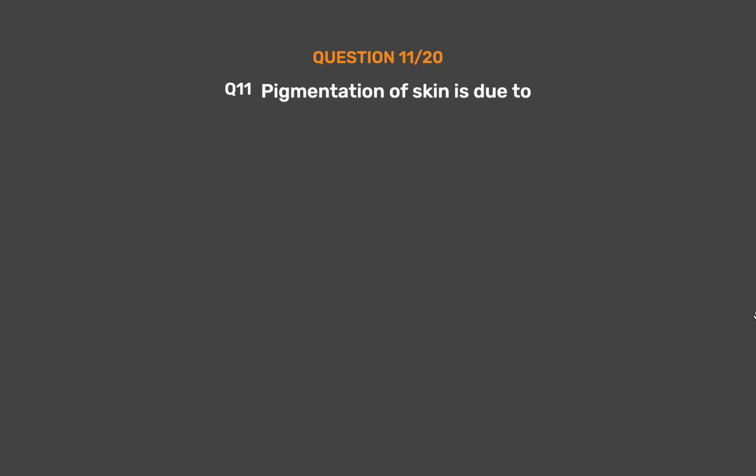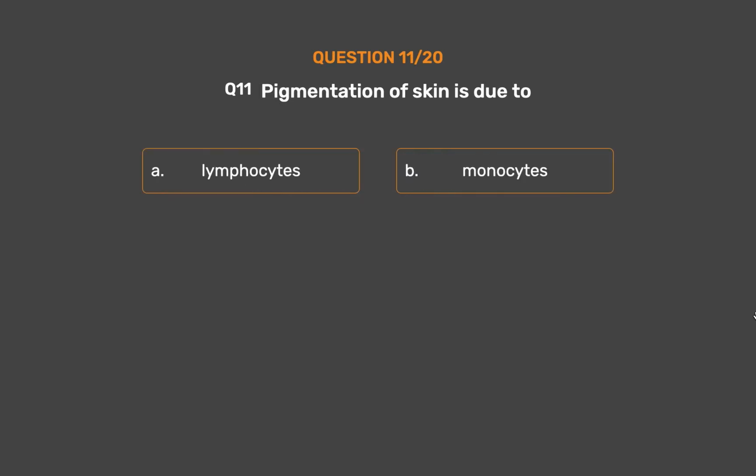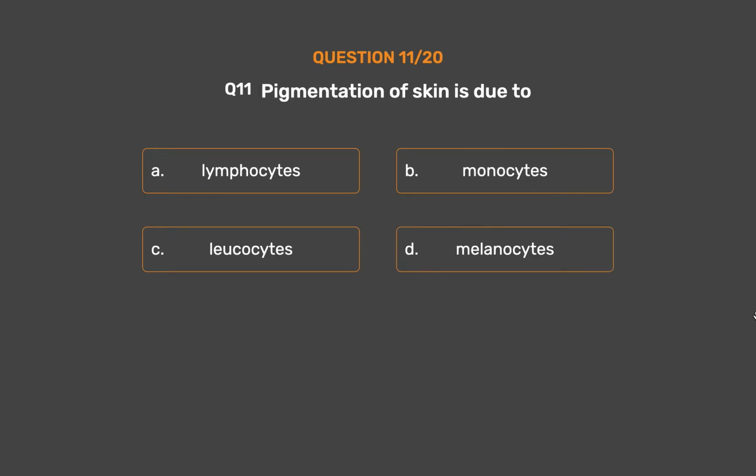Question number 11. Pigmentation of skin is due to: Option A. Lymphocytes. Option B. Monocytes. Option C. Leukocytes. Option D. Melanocyte.